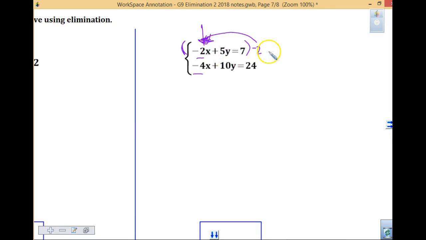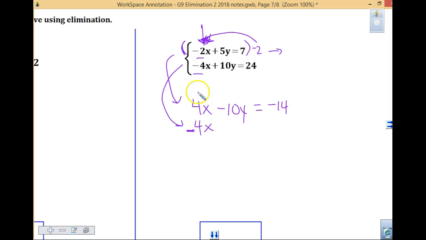Let's go down below and rewrite it down below here. On your homework, my hint would be to write the problem down, then do the work behind it. So the first one is going to be 4x, then we're going to get negative 10y, then we're going to equal negative 14. And the second equation was negative 4x plus 10y equals 24.